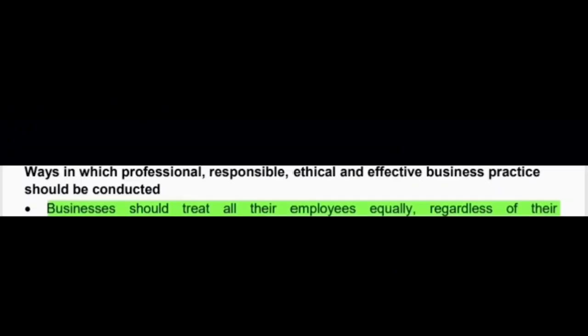Now we move to number 7, which is what? Ways in which responsible, ethical and effective business practices should be conducted. It is what? Ways in which professional, responsible, ethical, and effective business practices should be conducted. Look at your screen so that you can simply see what I am talking about.